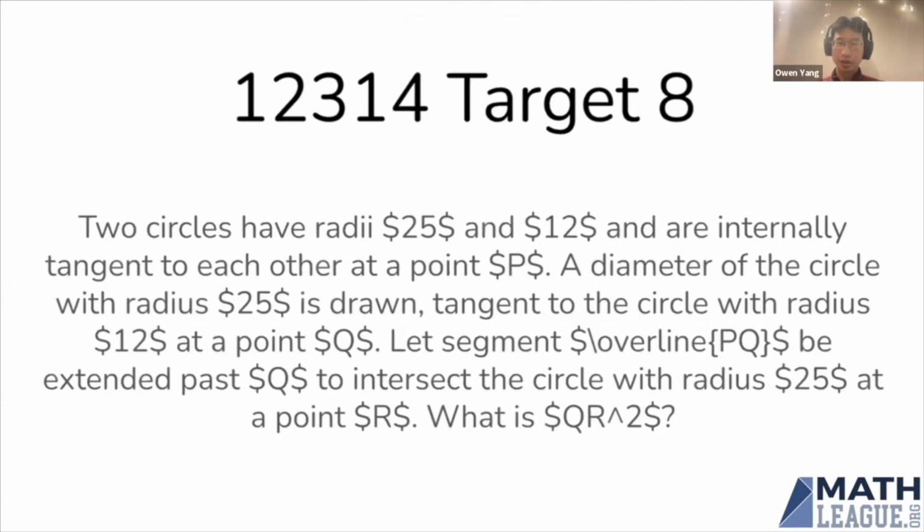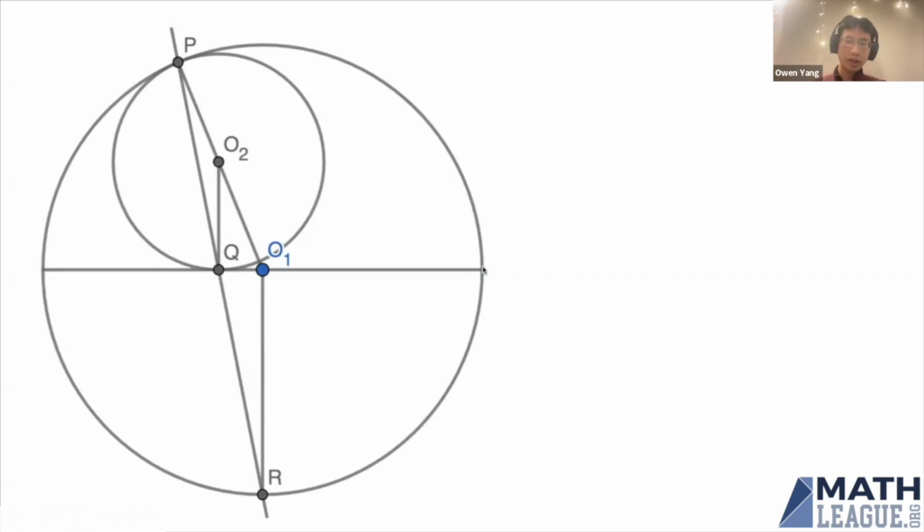So it says two circles have radii 25 and 12 and are internally tangent to each other at a point P. A diameter of the circle with radius 25 is drawn, tangent to the circle with radius 12 at a point Q. Let segment PQ be extended past Q to intersect the circle with radius 25 at a point R. What is QR squared?